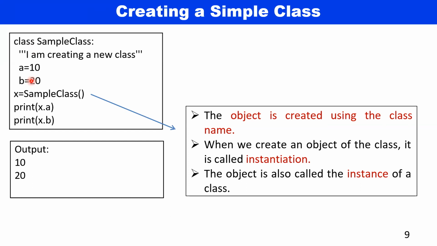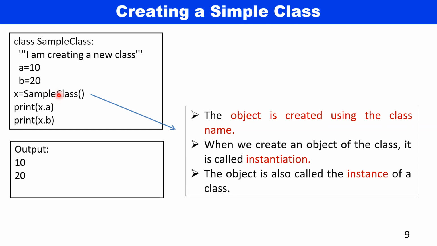Like in the previous example, we saw name and age as the attributes of the person class. Similarly here also, a and b are the attributes of the SampleClass. And once you create the class, you can create an object of the class by using the statement x equal to SampleClass. Observe here, you have to use the name of the class itself. SampleClass is the name of the class.